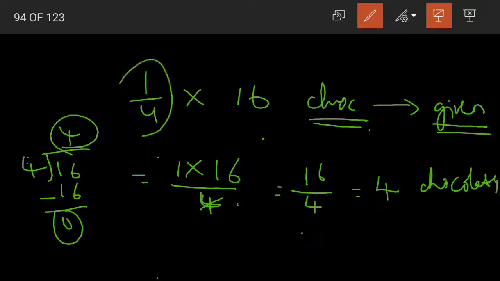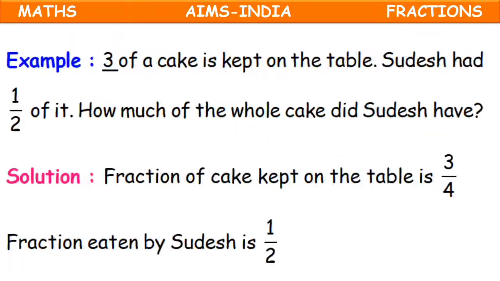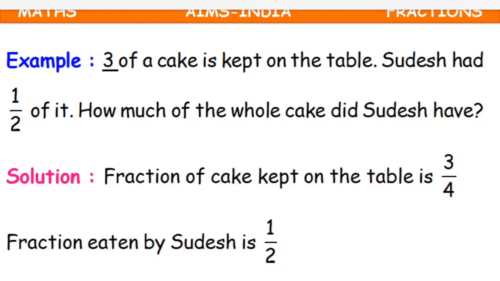I need to give 1 by 4 of the 16 chocolates. So 1 by 4 of 16 is nothing but 1 by 4 into 16. When we multiply these two together, we'll get 4 as our final answer. So therefore, 4 chocolates should be given to your sister. I hope this is clear.